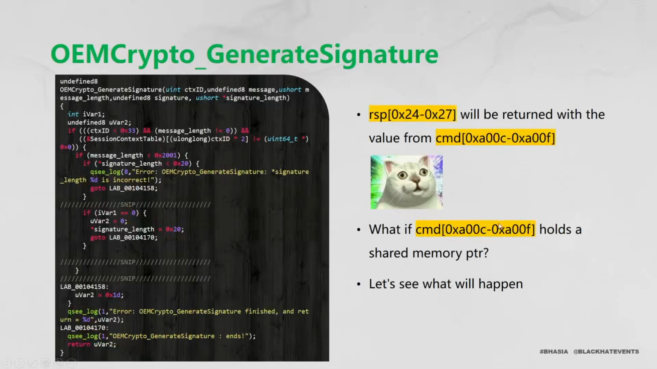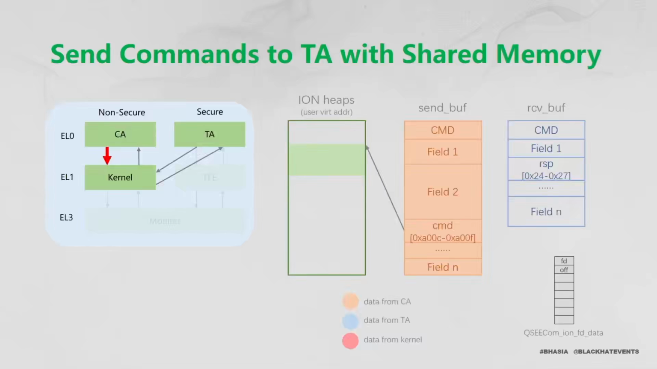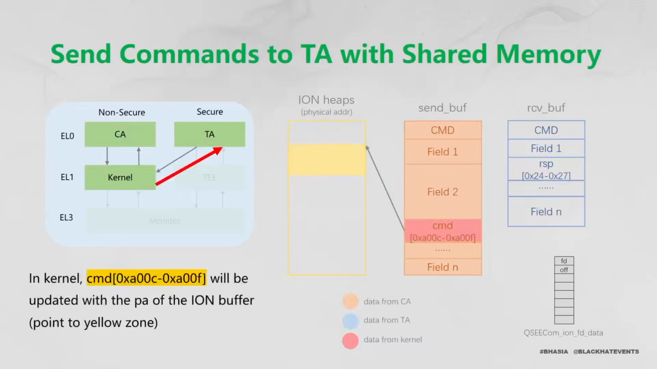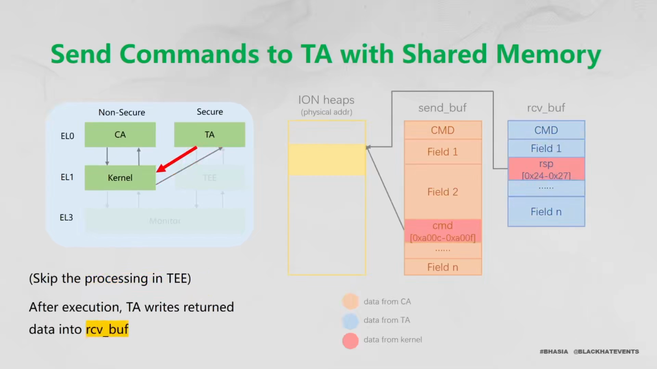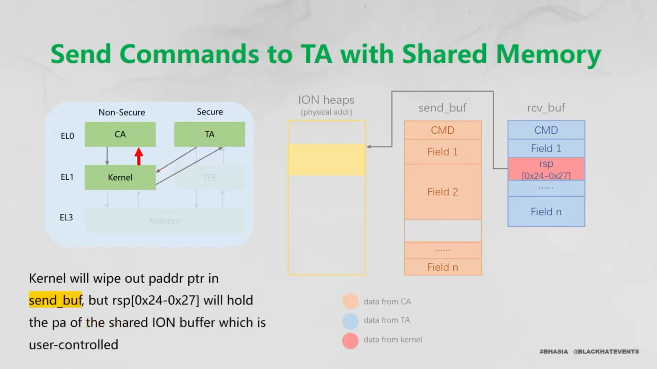So what if this part of the command buffer happens to hold the physical address of a shared buffer? Let's see what will happen. So user space to kernel and the kernel to the TA. It will do the translation and the TA will return with the result buffer field, and the value we want is copied to the result buffer. And finally, the kernel will return to the user space and get the physical address wiped out. However, a copy of it is left in the receive buffer.